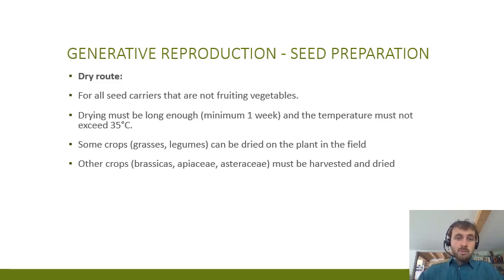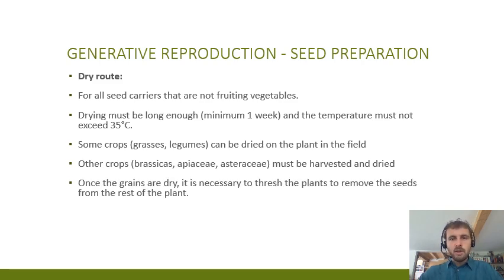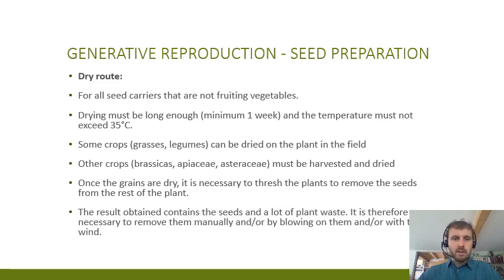And other crops like brassicas, Apiaceae, and Asteraceae need to be harvested and then dried afterwards, because if you let them dry on the crop, you might lose all the seeds because they are really small and not strong seeds. And then at some point you will do threshing to get the seeds out of the rest of the plant, and you will remove all the waste to have only the seed.